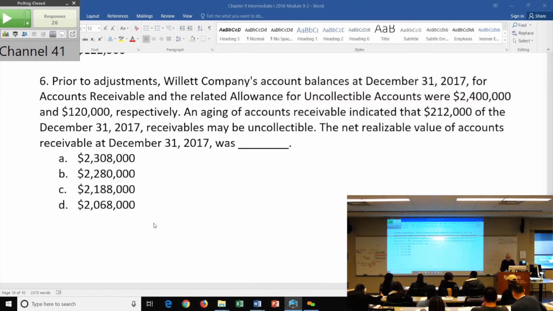All right, so anything else on receivables? Anything else on receivables? It's not bad if you went through more of a detailed analysis there, but you didn't really have to.